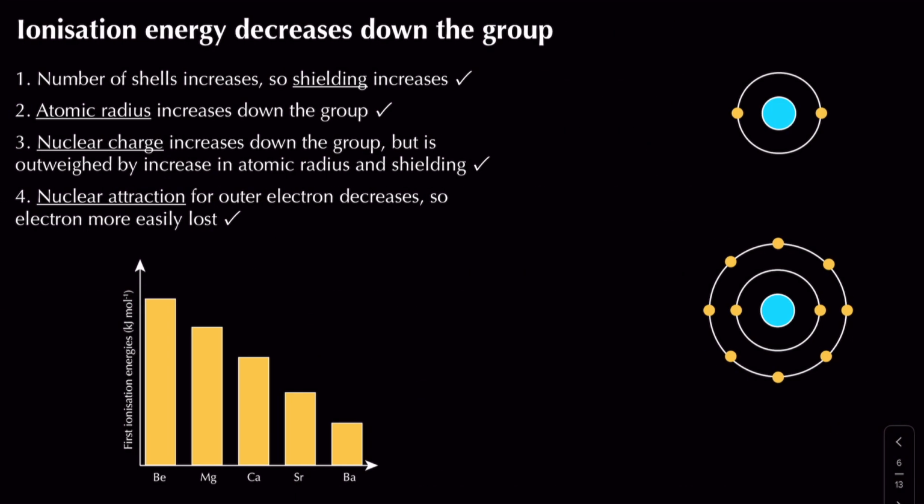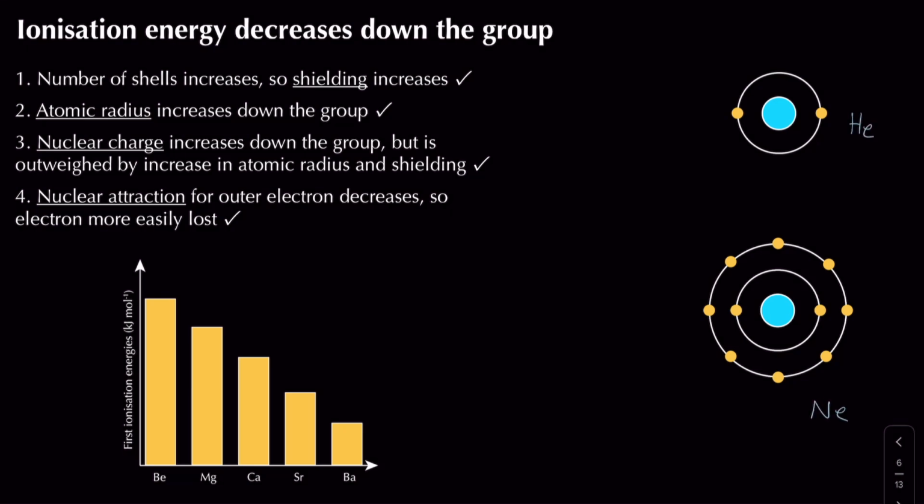So moving on to our first trend, because there's a couple that we need to know: we know that ionization energy decreases down the group. Why is that the case? Well, you can see here I've got two examples of atoms. I've got one atom over here, which is actually going to be helium again, and then another one over here, which is, of course, neon.